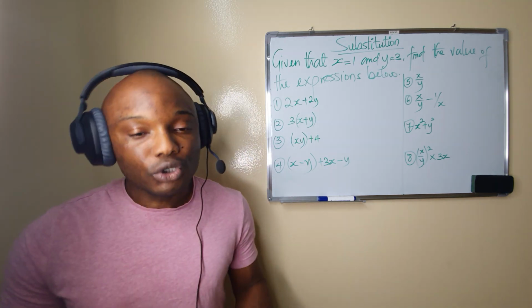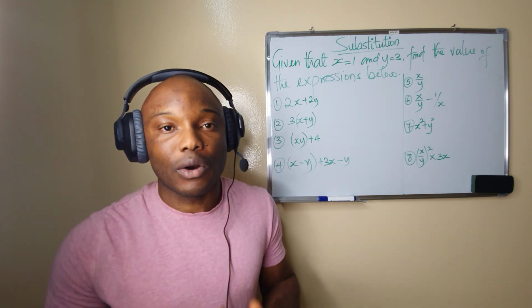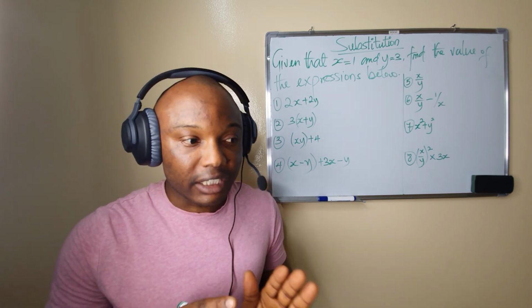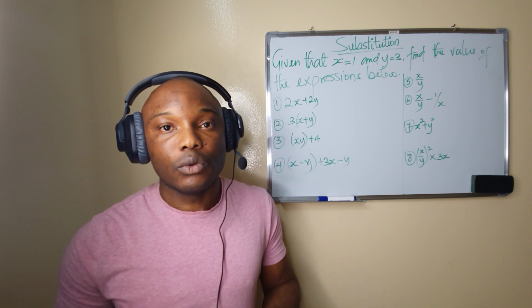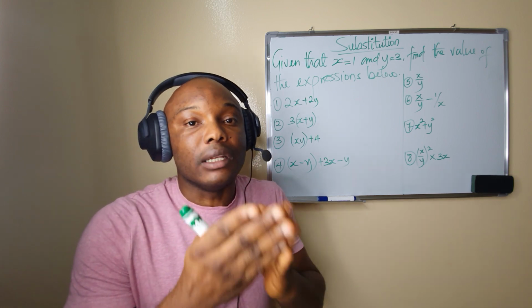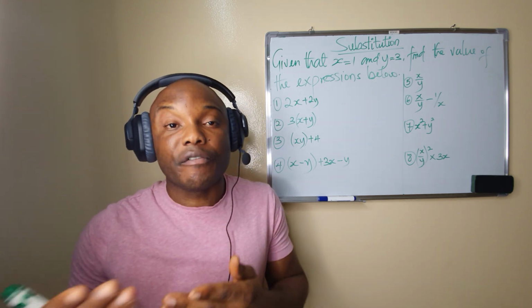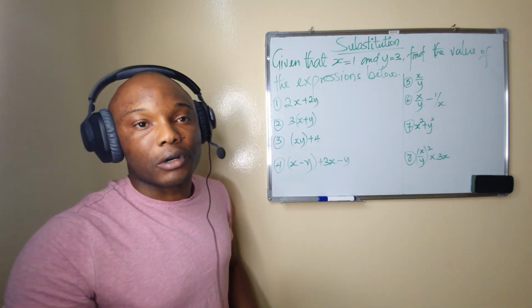Algebraically, we do substitution when the values of the letters we are working with are given. When these values are given, instead of leaving our expression just as an expression the way it is, we use the values given to us to replace the letters in the expression, and that leaves us with a final answer in the form of a number. To demonstrate, we have some examples on the board.